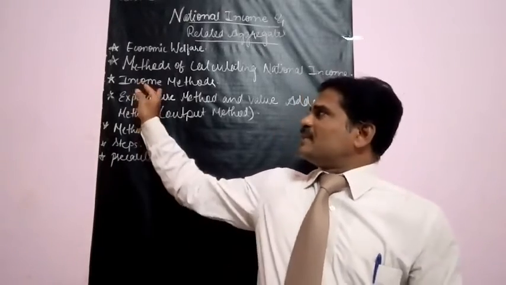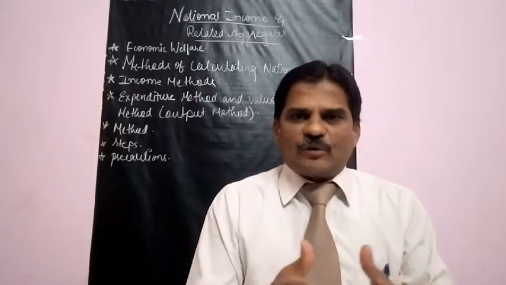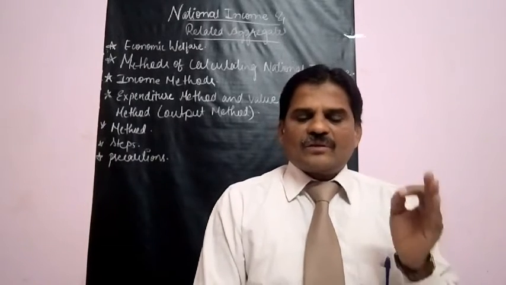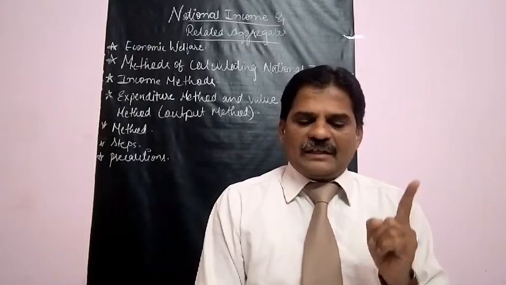Now, what are the main steps that are included in this expenditure method? The following are the steps that are included in the expenditure method while calculating the national income. First step, classify the economic units incurring final expenditure into different groups like household, government and firms. I repeat once again, classify the economic units incurring final expenditure into different groups like household, government and firms.